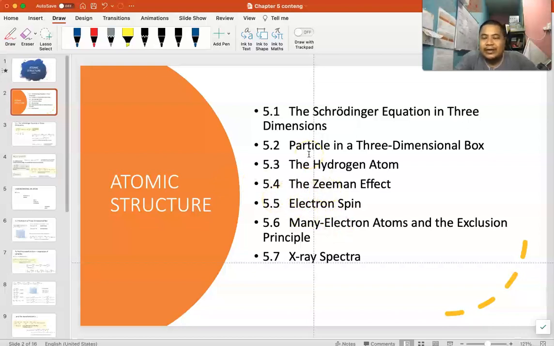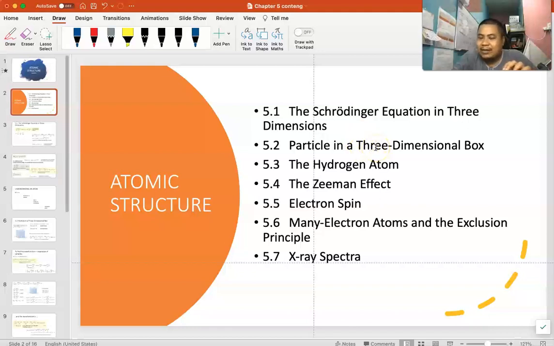First one is the Schrödinger equation in 3 dimensions, because in chapter 4 we only considered 1 dimension, right? In a linear form, on an x-axis. Now we extend that to 3 dimensions so that it is more realistic, and then we will apply the equation to a particle in a 3-dimensional box.